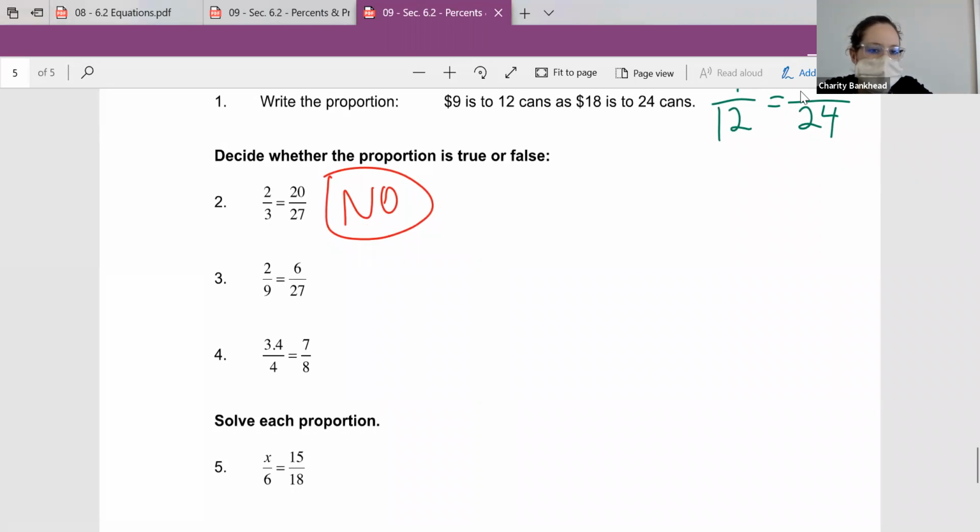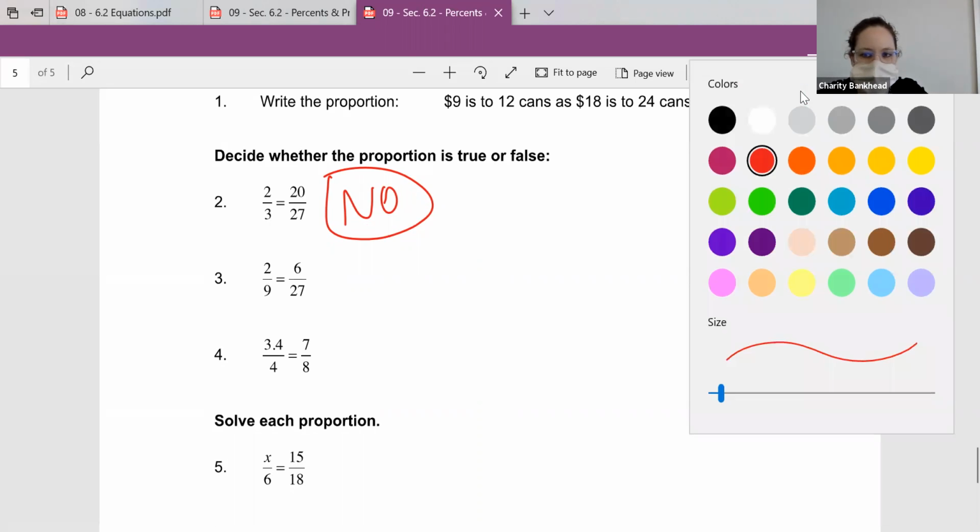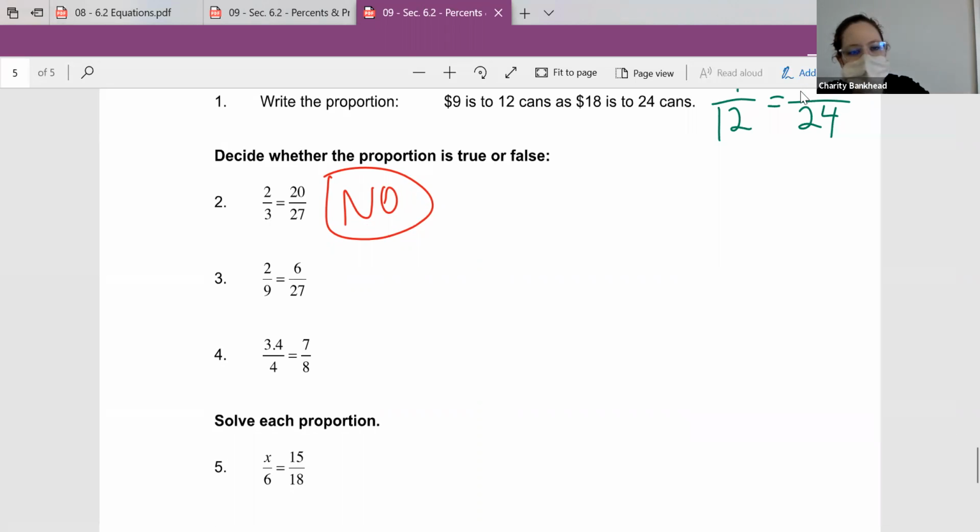Let's see, 2 over 9 is already reduced. 6 over 27, though, you could reduce that more because 3 goes into 6 2 times, and 3 goes into 27 9 times. So therefore, you can see, obviously, yes, that's 2/9 equals 2/9. That's true.